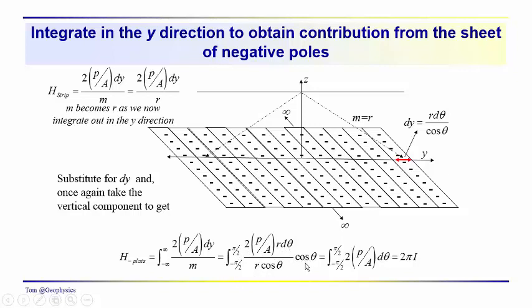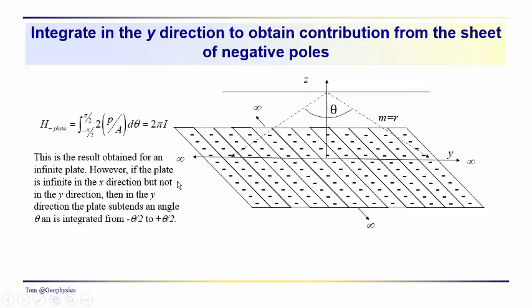The thetas are going to cancel out. We just end up with 2 times the pole strength over the area integrating over d theta from minus pi over 2 to pi over 2 instead of minus infinity to infinity. And that's a simple integral which gives us, when we substitute I equal p over a back into this expression, 2 pi. We have the factor 2 times the integral from minus pi over 2 to pi over 2, which would be pi over 2 minus a minus pi over 2, which would be pi. This is 2 pi times the intensity of magnetization.